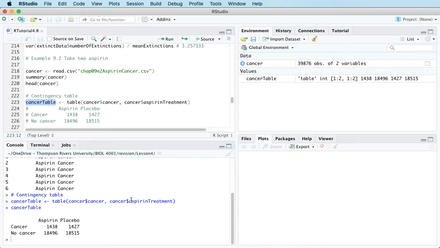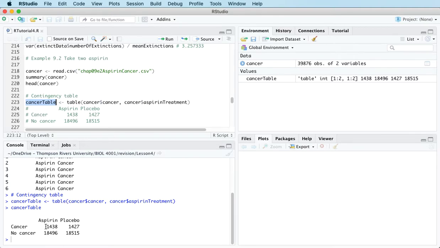What happened here was we had 19,934 women that received 100 milligrams of aspirin every other day, and then we had 19,942 women who received a placebo. These women were all followed for 10 years, and then it was recorded whether or not they were diagnosed with invasive cancer in that time period. So what this contingency table does is it breaks down the data and cross-classifies it.